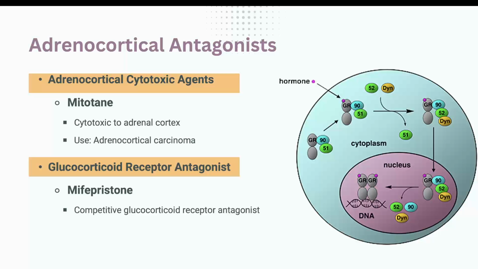Glucocorticoid receptor antagonists, like for example mifepristone. Mifepristone competes with cortisol, with the glucocorticoids, for its binding site at the cytoplasmic receptor. So it inhibits binding of glucocorticoid to its cytoplasmic receptor and inhibits the transport of the complex to the nucleus, and then leads to inhibition of binding to the DNA, inhibiting transactivation and transrepression.